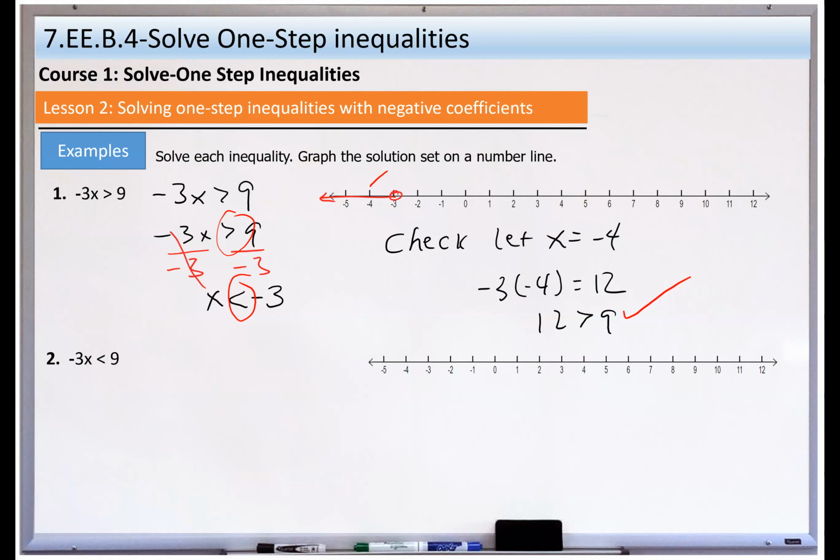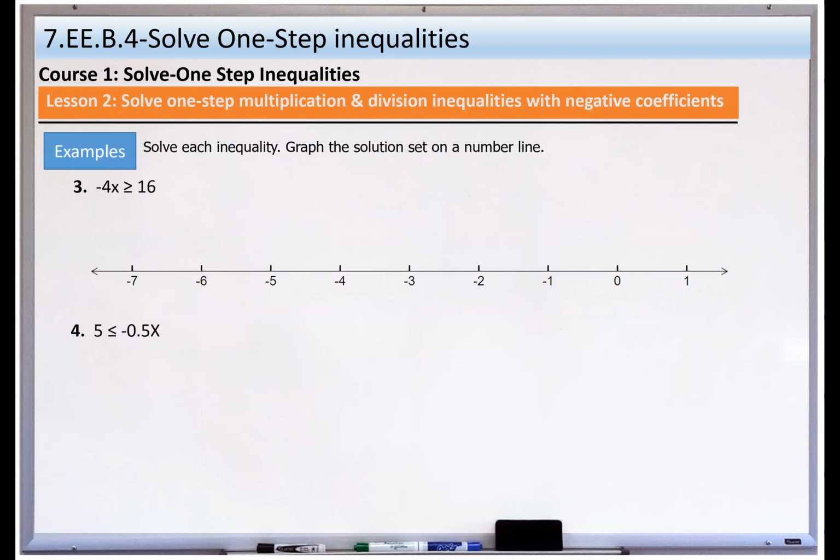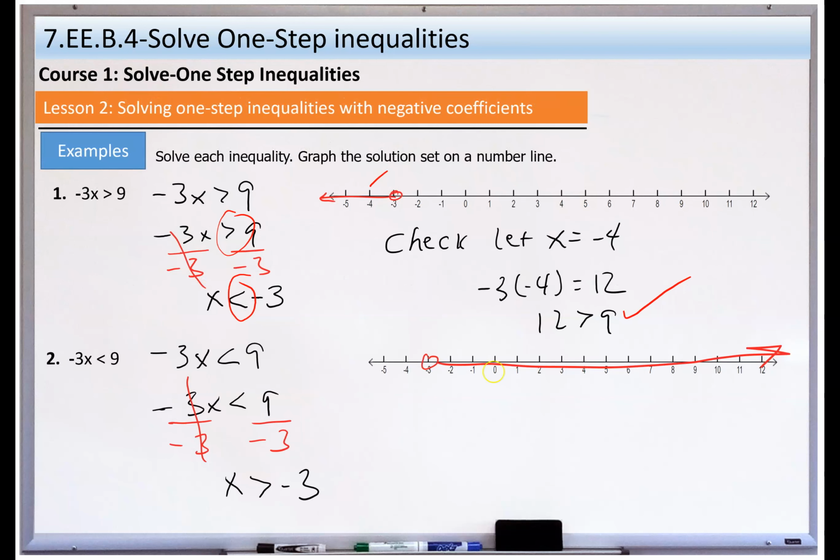Got time for one more here. Negative 3 times some number x is less than 9. Again, I have a negative coefficient, so when I divide both sides by negative 3, I have to change, or invert, my inequality. So my answer here is any number greater than, but not equal to, negative 3. We'll check that real quick before we stop. I have negative 3x. I'm going to let x equal, let's say, 2. Negative 3 times 2 is negative 6, and negative 6 is less than 9. So it does check.